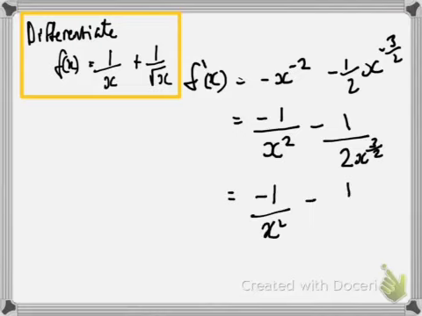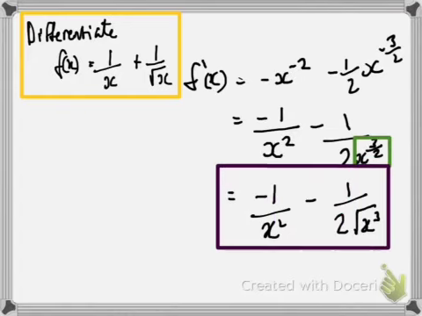You might remember from our work on indices that x to the power of 3 on 2 can also be written as the square root of x cubed. Same thing. Okay, so there's our answer. I'll put a rectangle around it so you can see it fairly clearly. That's the answer to our question there.